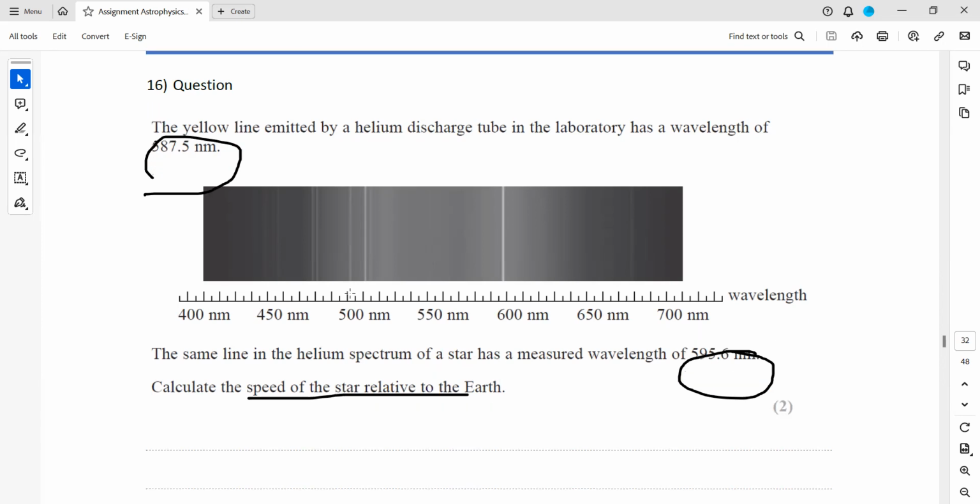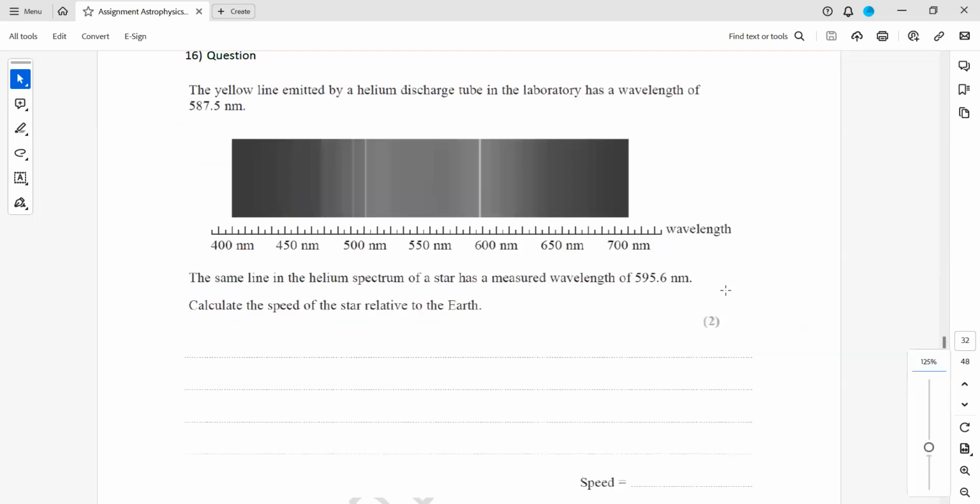So we have to calculate the speed of a star relative to the Earth. So how can we work it out? First, we'll work out the Doppler shift. Doppler shift is the change in wavelength over original wavelength, which is Z. So Z is equal to change in wavelength over original wavelength.